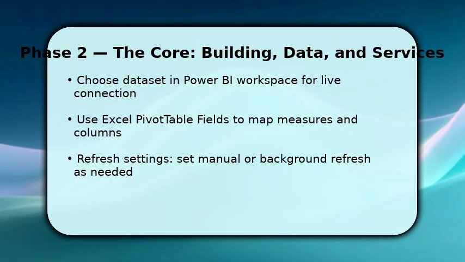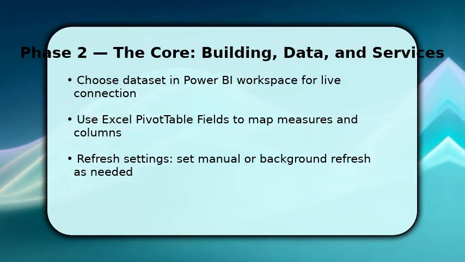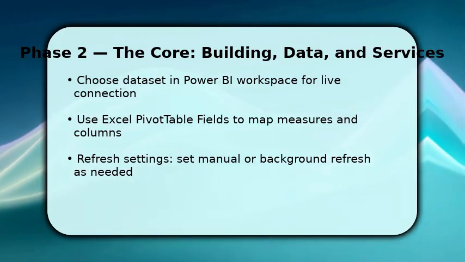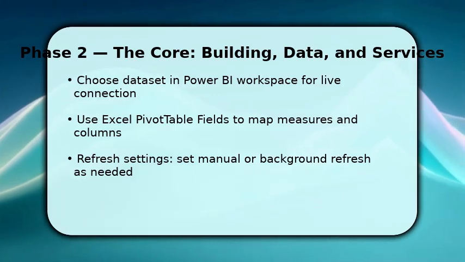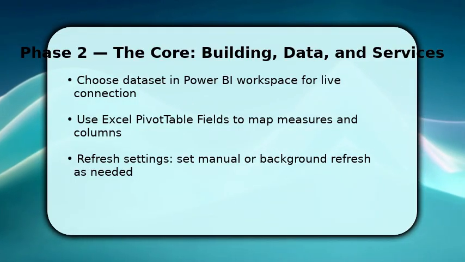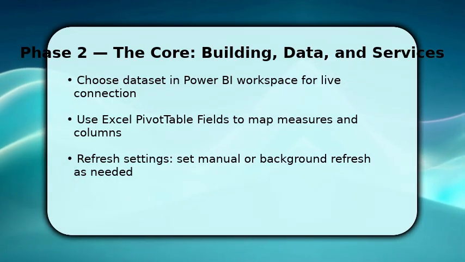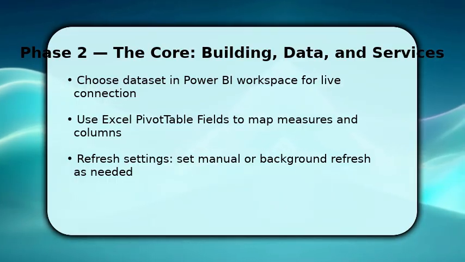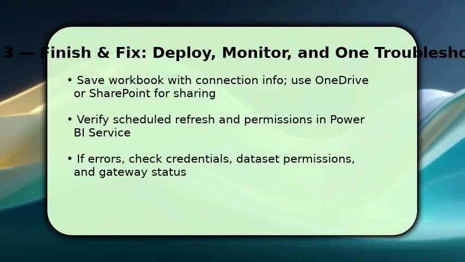Now continue by configuring the live connection in detail. In Excel, choose the specific dataset and confirm it in the navigator. Map the measures and columns into a pivot table layout because Power BI models supply measures, not raw query tables. Once fields are placed, adjust connection properties, set background refresh, command timeout, and whether to enable pivot table refresh on file open. Make sure to test a manual refresh, because this verifies permissions and model calculations behave as expected before distribution. Finish by saving and sharing the workbook.